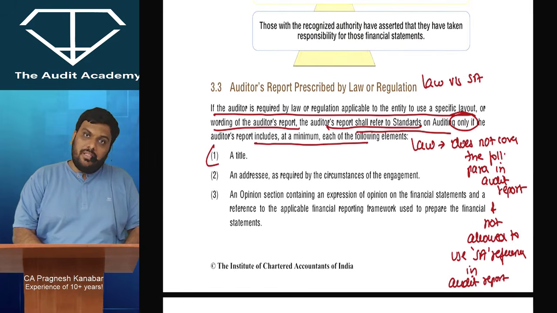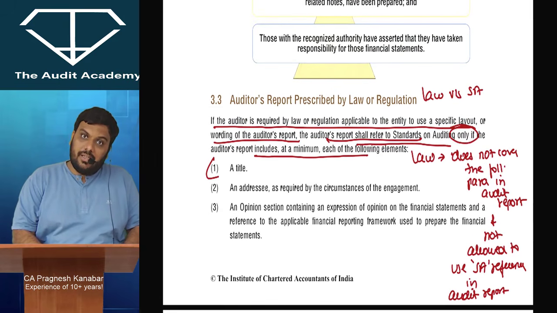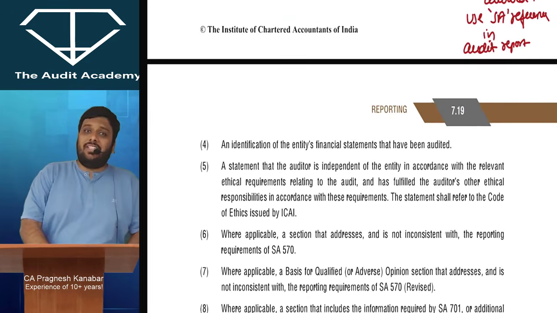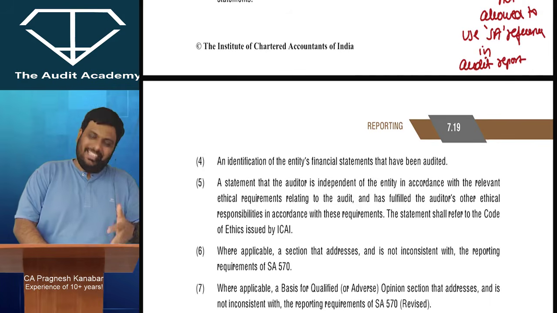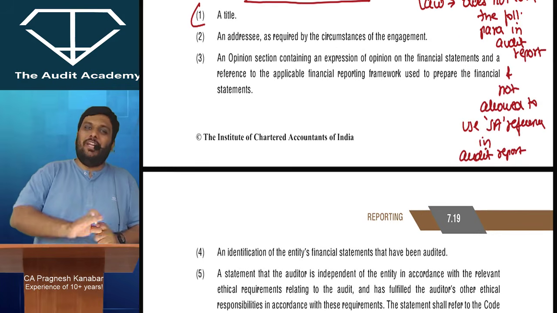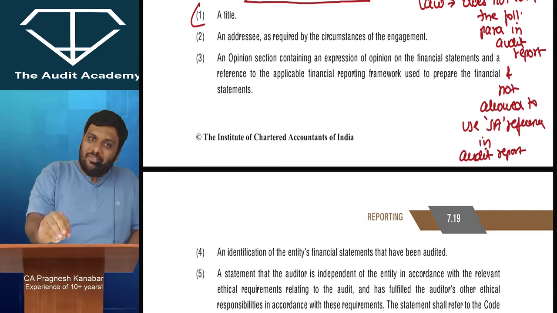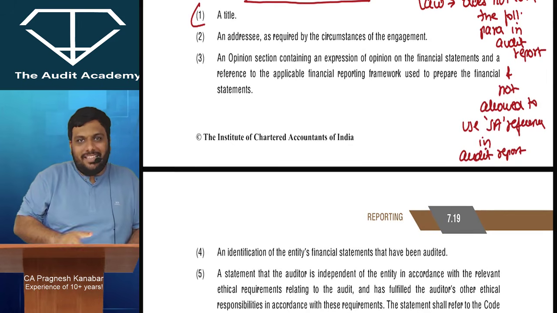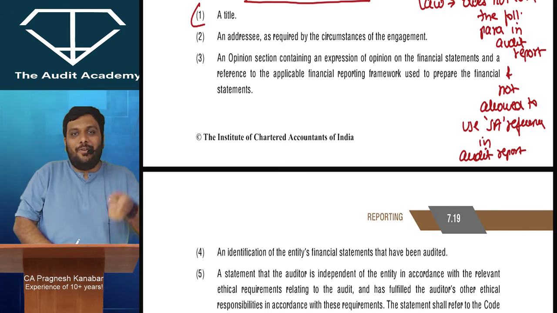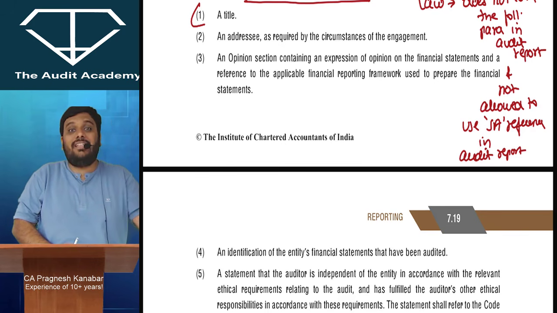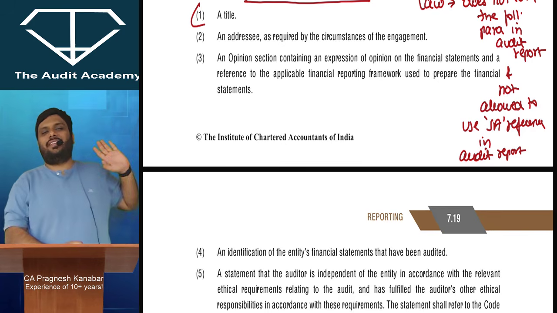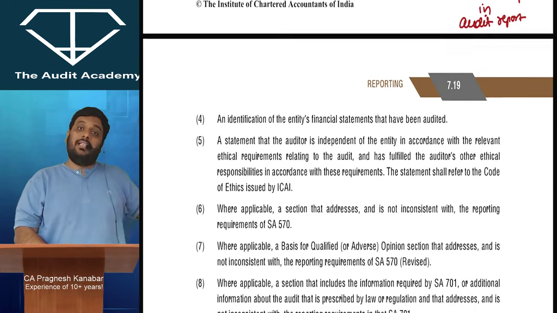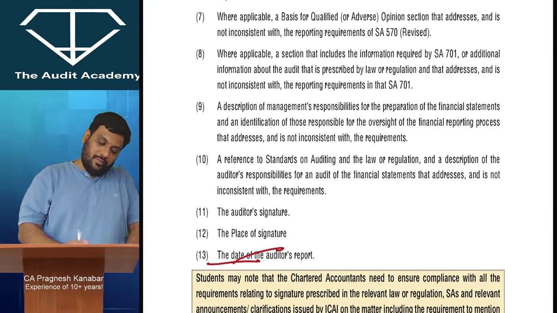I want a confirmation. Are you with me? Yes, sir. Sir, but are we supposed to learn these 13 points by heart? No. This is the audit report format only. So in short, in simple words, if you are not following the audit report format of ICAI, then ICAI will not allow you to write a reference to the SAs in the audit report. Are you getting my point? Yes, sir. All right. Similarly, there is one more adjustment.